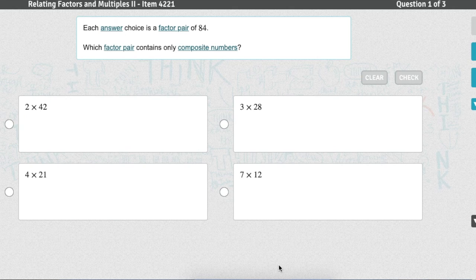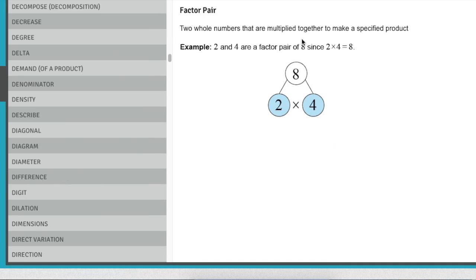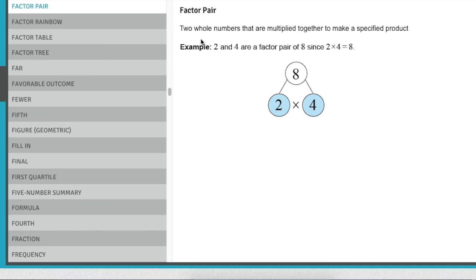Okay. So each choice is a factor pair of 84. Which factor pair contains only composite numbers? Now, if I'm struggling with the word factor pair to begin with, I need to click on that. Because it's blue, it means that there is a definition in the glossary. So it says two whole numbers that are multiplied together to make a specified product. Okay, so 2 and 4 are factors of 8 because 2 times 4 equals 8.